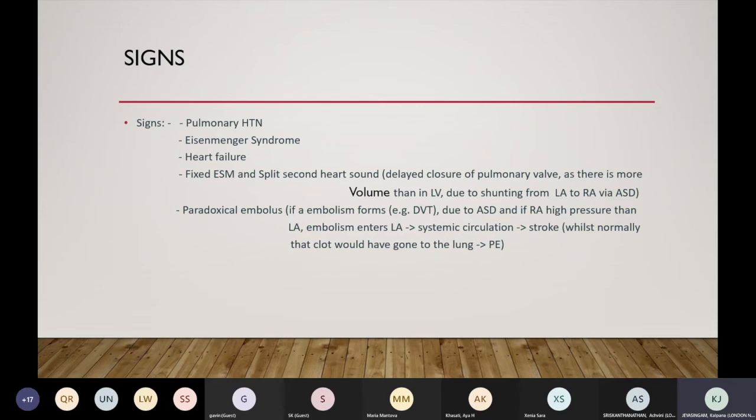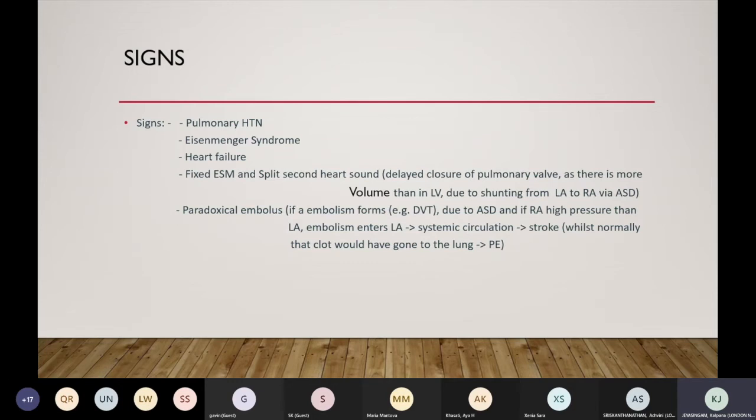Split second heart sound means, we know our heart sound is lup dup. Lup being closure of the atrioventricular valves, i.e. when the tricuspid and the mitral valve close, you get lup, and dup is when the semilunar valves in the pulmonary artery and in the aorta close. But because now in ASD a higher volume of blood has to go through the pulmonary side than through the aorta, there's a slight delay in the closure of the semilunar valve, and that's why you get the split second heart sound. So you get lup dup dup or something like that.